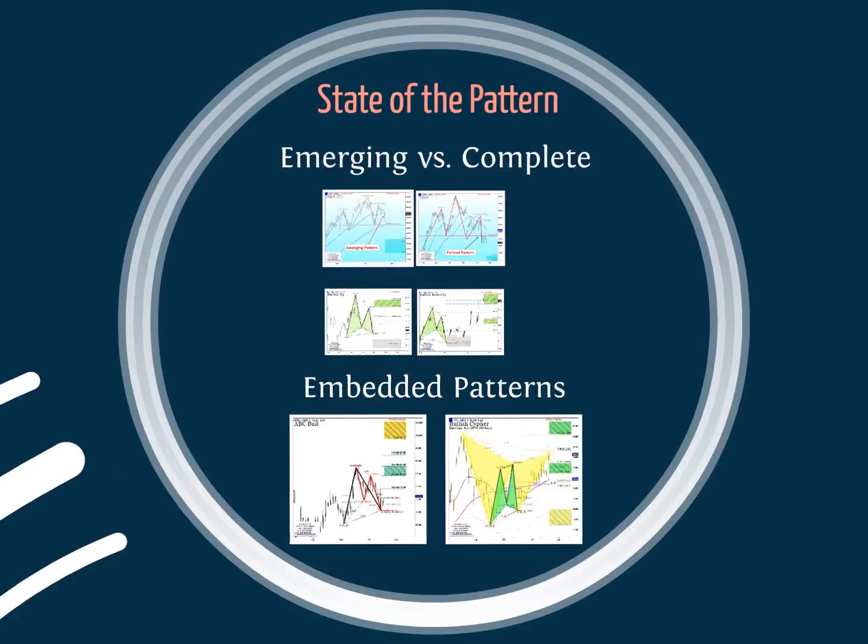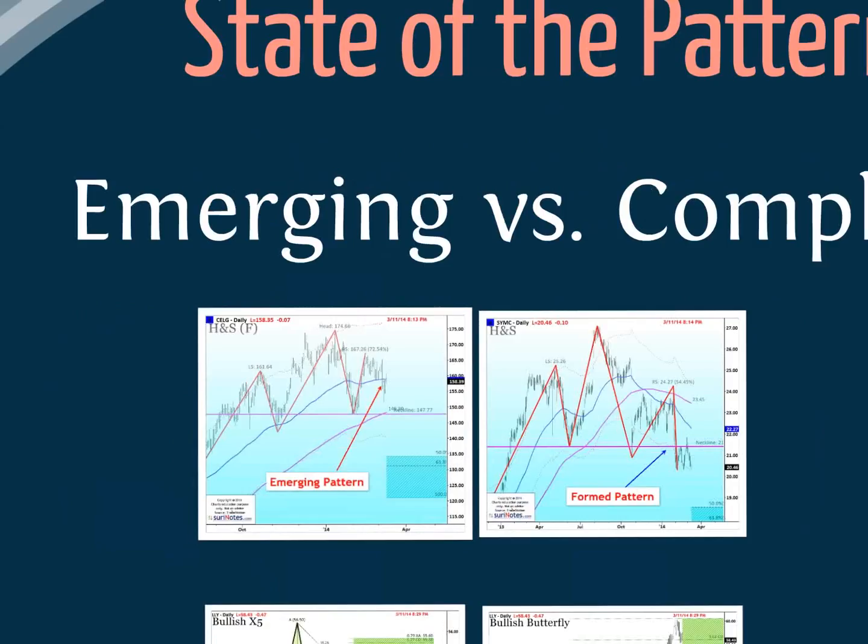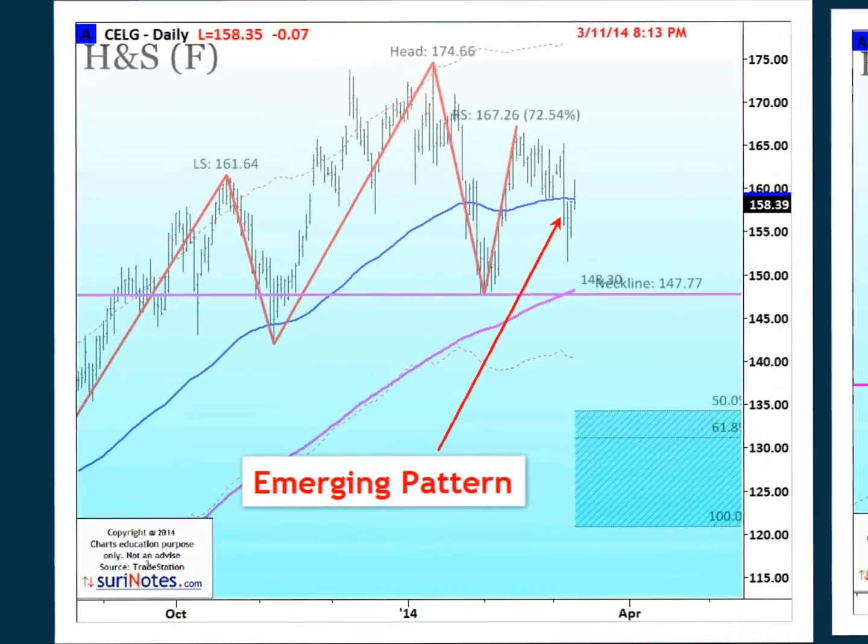Because if you look at these patterns, like let's say here, this pattern is an emerging pattern, and that means it's not complete. You can't automatically trade these emerging patterns. This pattern is only complete when... head and shoulder patterns are only complete when price closes below the neckline. Until then, it's still emerging.